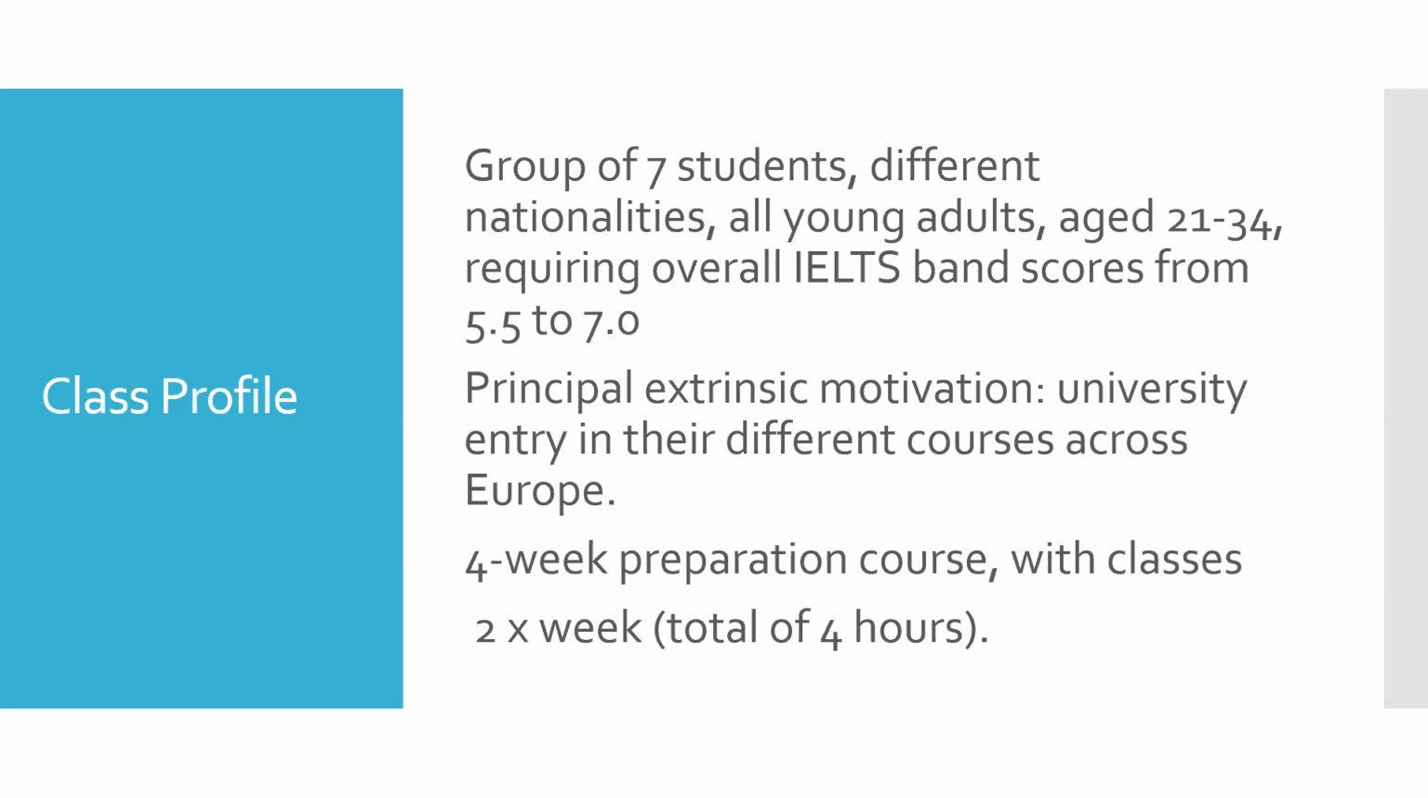The group of students that were part of the study was 7 students with different nationalities, all young adults aged between 21 and 34, and all requiring an overall IELTS band score ranging from 5.5 to 7. Their principal motivation was the same. They all wanted to enter university in their different courses and across different countries in Europe.